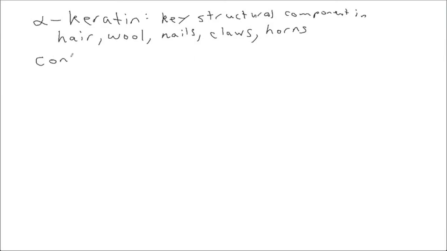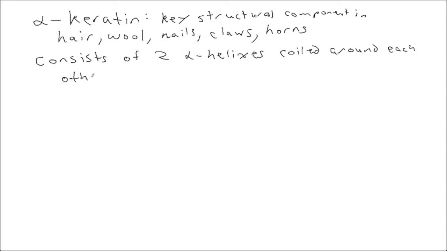It consists of 2 alpha helixes coiled around each other. So alpha-keratin is 2 alpha helixes coiled around each other. So we're not saying this happens in all proteins. This is what happens in this particular protein, alpha-keratin.